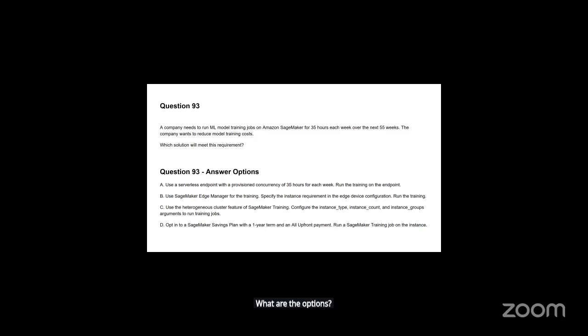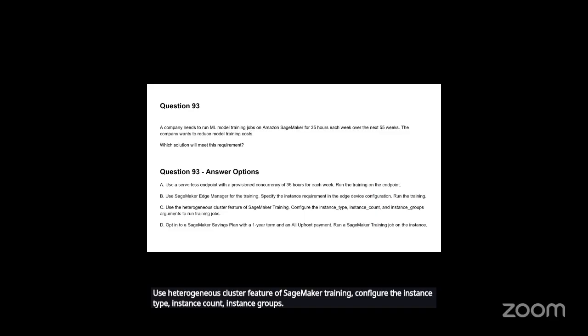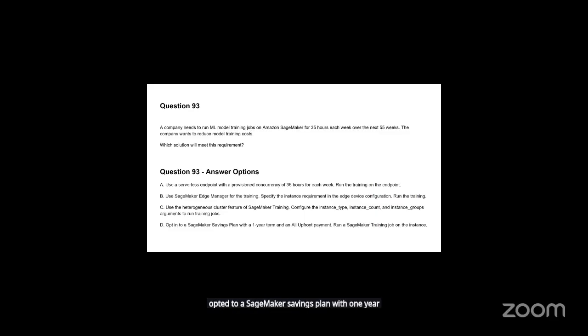Use a serverless endpoint with a provision concurrency. Use SageMaker Edge Manager for the training. Specify the instance requirement. Use heterogeneous cluster feature of SageMaker training. Configure the instance type, instance count, instance groups. Opt into a SageMaker savings plan with 1 year term and an all upfront payment.